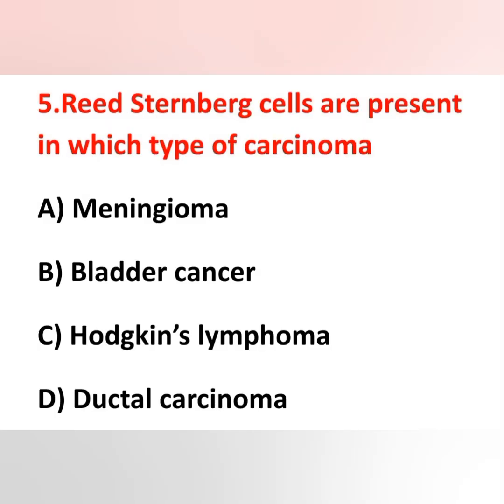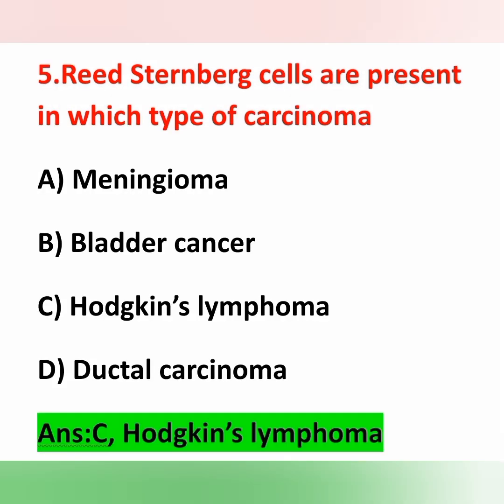Question number 5. Reed Sternberg cells are present in which type of carcinoma? Options are option A, meningioma, option B, bladder cancer, option C, Hodgkin's lymphoma, option D, ductal carcinoma. And the correct answer is option C, Hodgkin's lymphoma. Hodgkin's lymphoma means the cancer of the lymphatic system. These Reed Sternberg cells are abnormal lymphocytic cells present in Hodgkin's lymphoma. And the correct answer is option C.